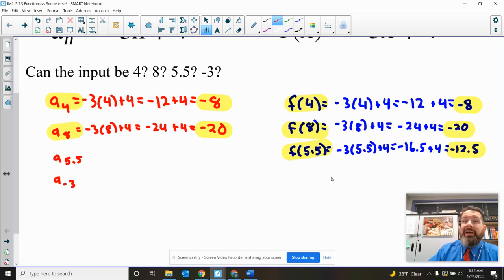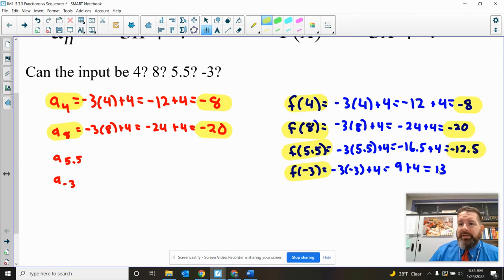Over here, we have no such problem. I'm allowed to put a -3 into here. -3 times -3, that's just 9, and 9 plus 4 is 13. So in this equation over here, when a -3 goes in, a 13 comes out. So what are we seeing?